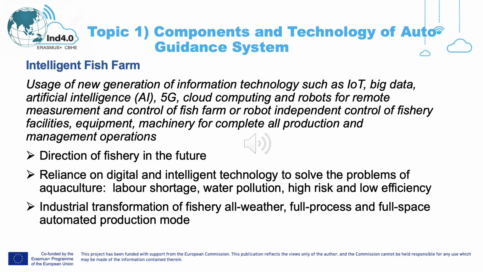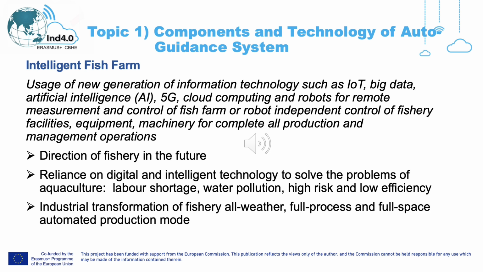The intelligent fish farm is an all-weather, full process and full space automated production mode. In the case of workers, they are not entering the fish farm. The new generation of information technology such as IoT, big data, AI, 5G, cloud computing and robots are used for remote measurement and control of fish farm or robot-independent control of fishery facilities, equipment and machinery. This would complete all production and management operations of the fish farm.